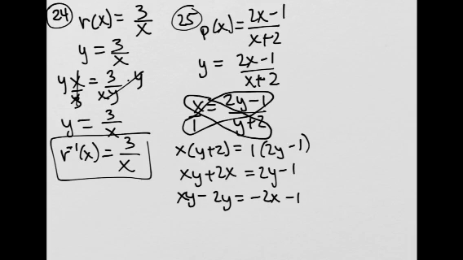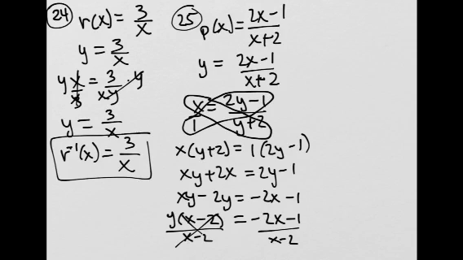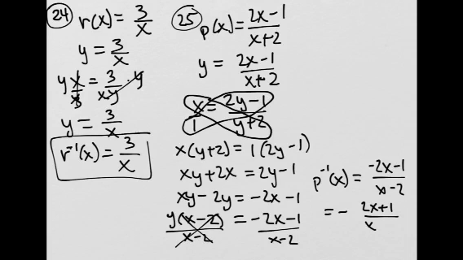Now I'm going to factor out the y because I want to isolate it. So the only way to isolate it is to factor it out of both terms. Okay, so now I could divide by x minus 2. Now x minus 2 is gone on this side. And so there it is. P inverse of x equals negative 2x minus 1 over x minus 2. Now I could factor out a negative from the numerator and write it as 2x plus 1 over x minus 2. So either one's fine.